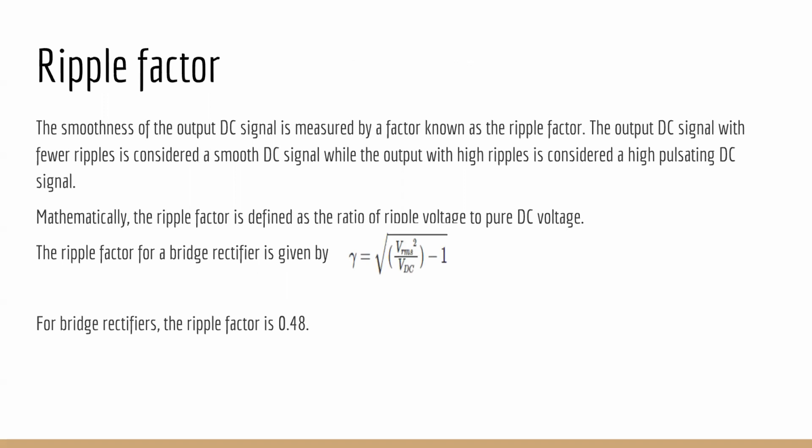In ripple factor, the smoothness of the output DC voltage is measured by the factor called ripple factor. The ratio of ripple voltage to pure DC voltage is called ripple factor, which in mathematical terms is given by gamma is equal to under root of (Vrms square by Vdc square) minus 1. For bridge rectifier, the ripple factor is 0.48. Next.